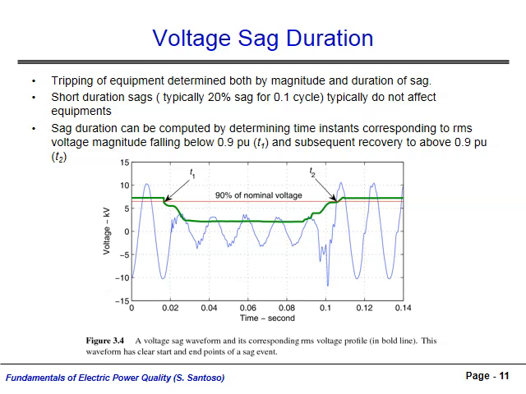The duration of a voltage sag is defined as the length of time from the moment when the RMS magnitude of the voltage falls below 0.9 per unit to the moment when it returns to above 0.9 per unit. In the figure, the duration is about 0.09 seconds, or about 5 cycles.